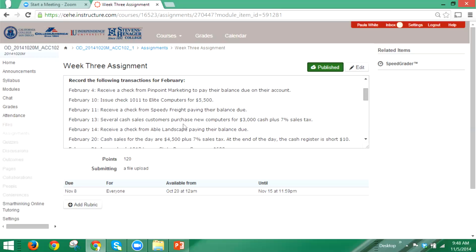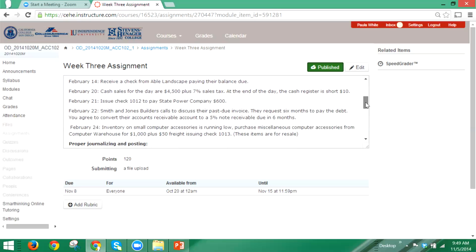Several cash sales customers purchase new computers. Cash receipts, because they're cash sales. Receive a check from Able Landscaping paying their balance due. What do you think? Receive a check, cash receipts. How about cash sales for the day are $4,500 plus sales tax? At the end of the day, the cash register was short. So you had cash sales for the day, cash receipts. Cash register is short. That's going to be a debit or a credit to cash.